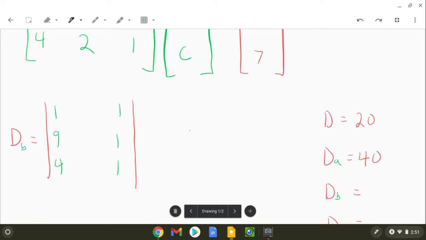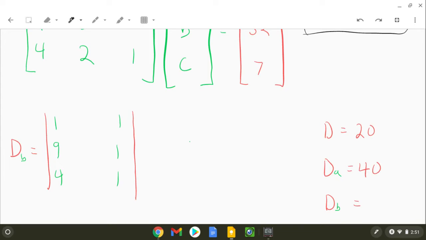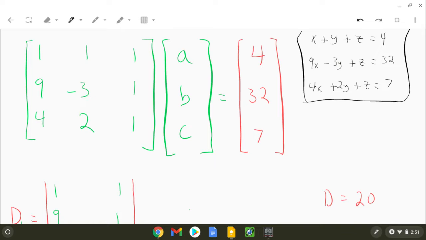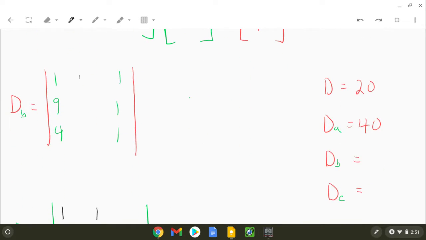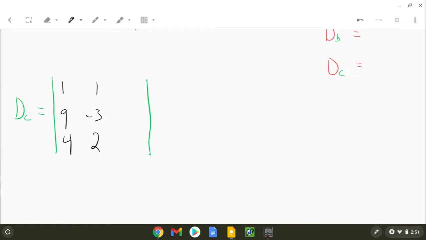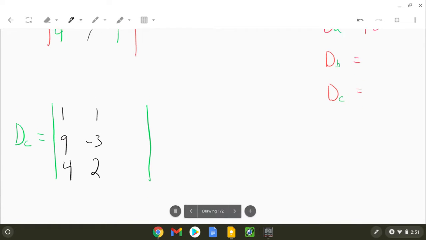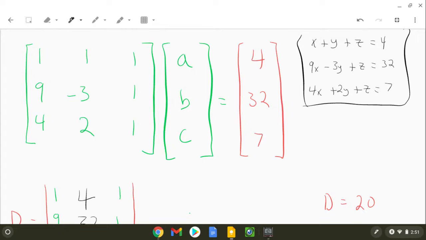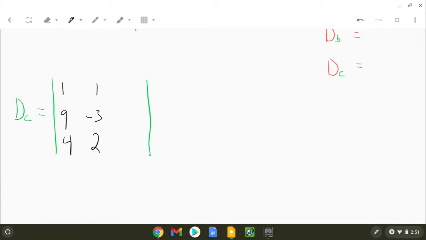To find d sub b, the determinant in b, I'm going to replace the b column, or the y column, whatever you want to call it, with the 4, 32, and 7. And for d sub c, I'm going to replace that third column where it was all ones with 4, 32, and 7 likewise, like that.